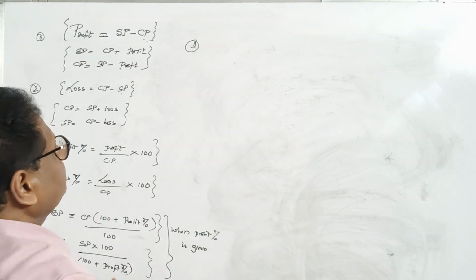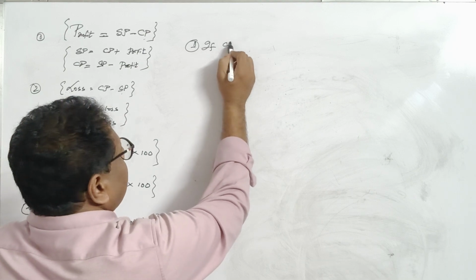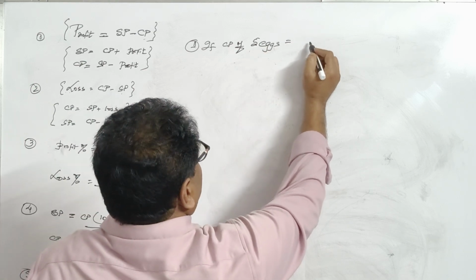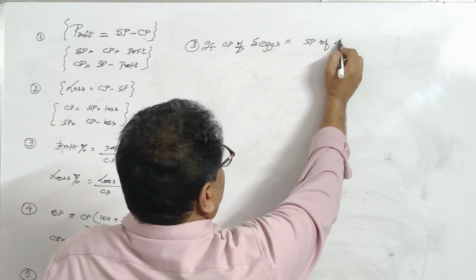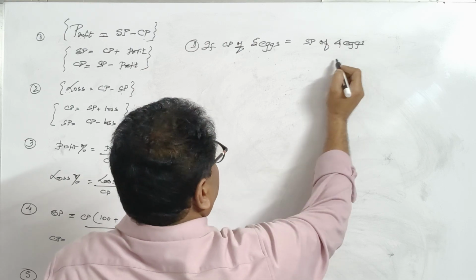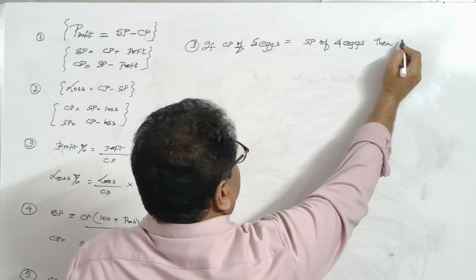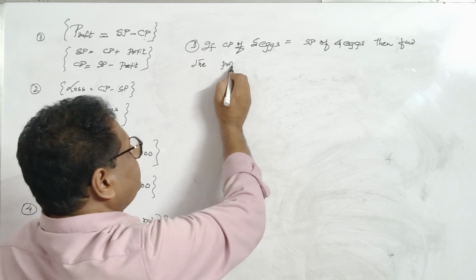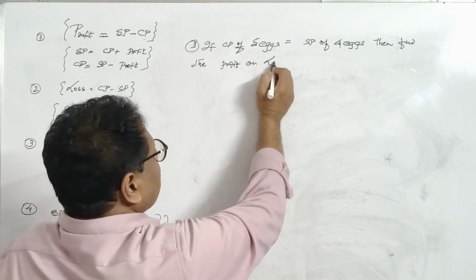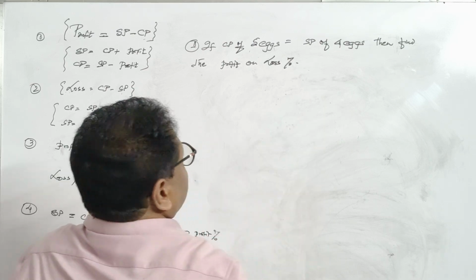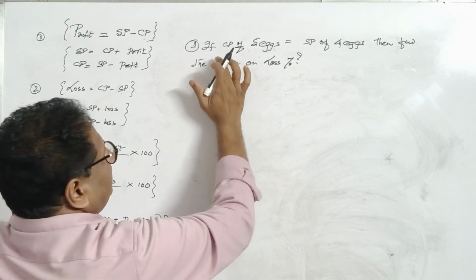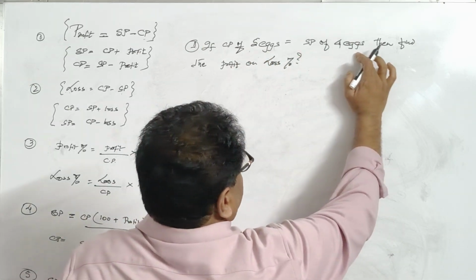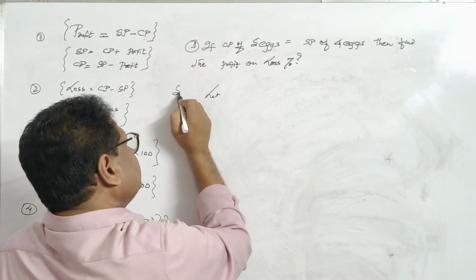Now supposing the question says, if the cost price of 5 eggs equals the selling price of 4 eggs, then find the profit or loss percent. So what you have to do in this question: the cost price of 5x, whatever you take, will be the same as the selling price of 4x. So now this is the solution.